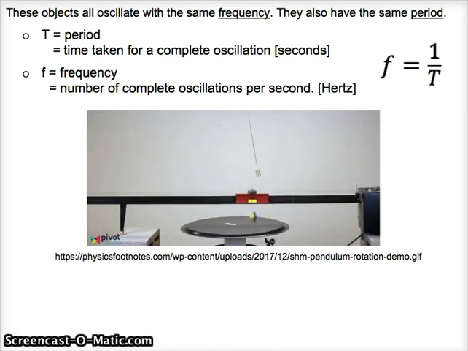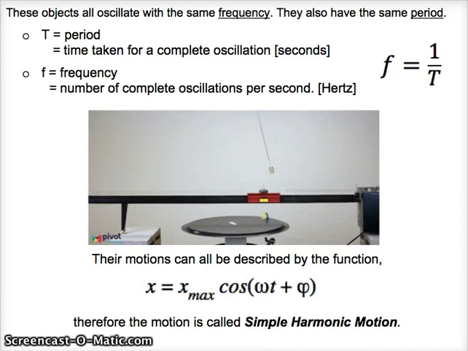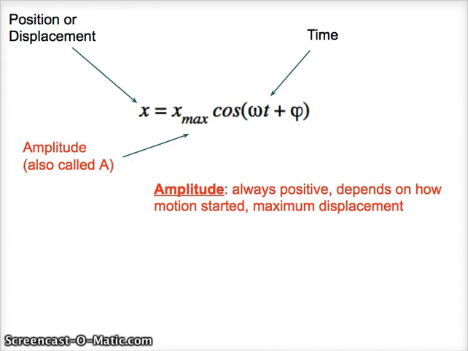These ideas are called frequency and period, and they are the way that we describe the rate at which something oscillates. Frequency is just the inverse or the reciprocal of the period. We'll find that all of these motions can be described by this equation, x equals x maximum times the cosine of omega t plus phi. And this function is an indication of something called simple harmonic motion, or SHM. So what do all the parts of this formula refer to?